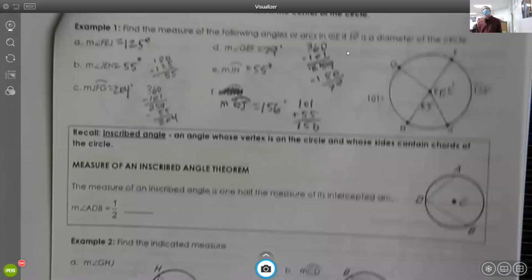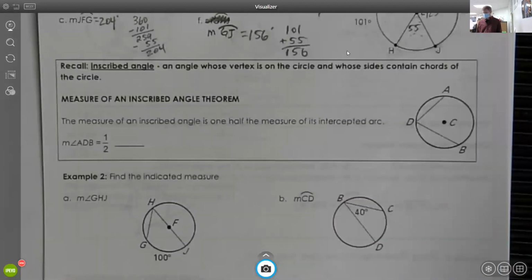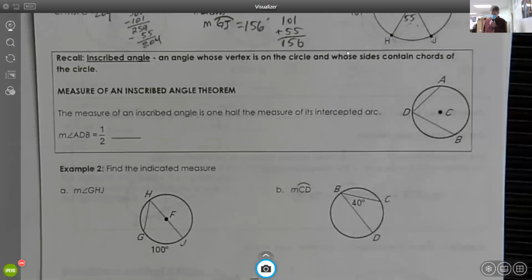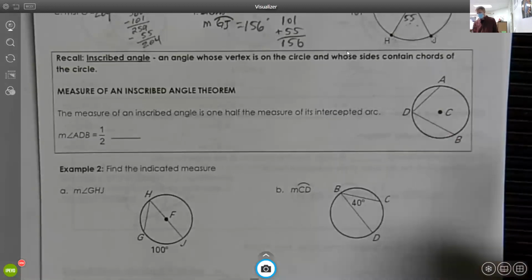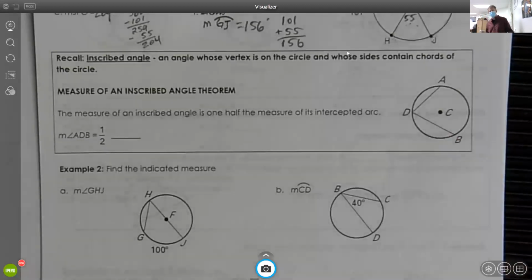Now we have a new type of angle we're dealing with. Take a look at what's happening here. It's like pulling a rubber band back. As you pull that rubber band back, it gets tighter and tighter, and the angle is going to get smaller.